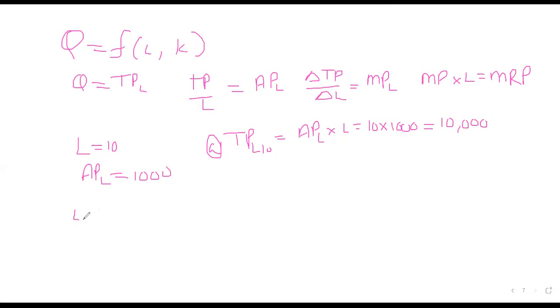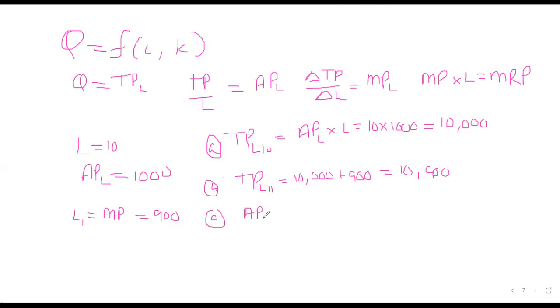Now suppose an additional unit of labor wants to join them, and this one is bringing an additional 900 units. Anything additional is called marginal product. What is our new total product? So we are now 11. So 10,000 plus 900, we get the new total product, which is 10,900. Part C, what is the average product of labor now? So it is 10,900 divided by not 10, but 11 now. So we get 909.09.